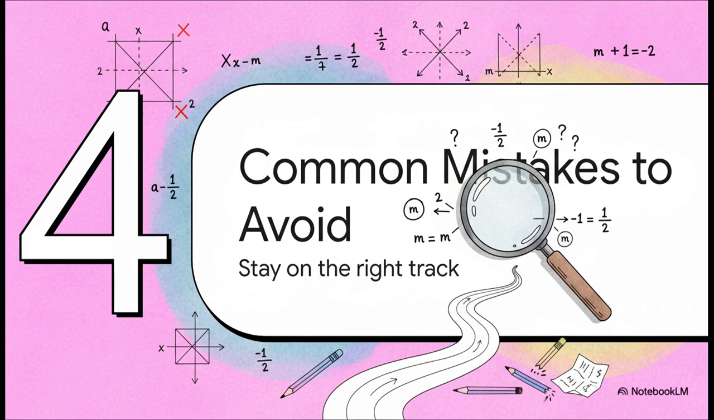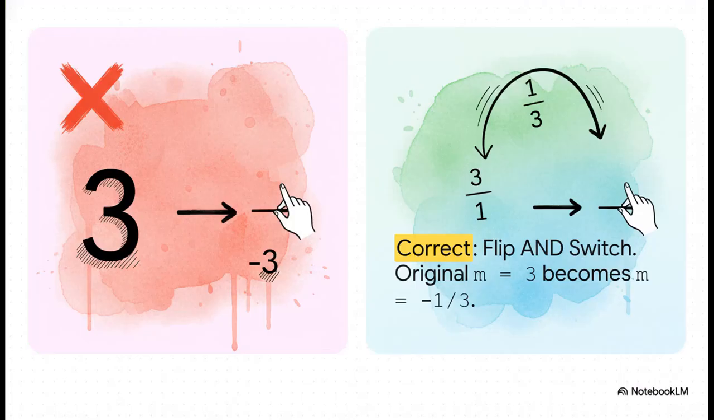Okay, before we finish up, let's talk about a couple of common traps people fall into. They're really easy mistakes to make, but once you know what to look for, you'll be able to dodge them no problem. Okay, the number one biggest mistake I see is people only doing half the job. They'll see a slope of 3, remember the switch part, and just write down negative 3. But that's not perpendicular. You've got to remember both steps. You have to flip the fraction and switch the sign.